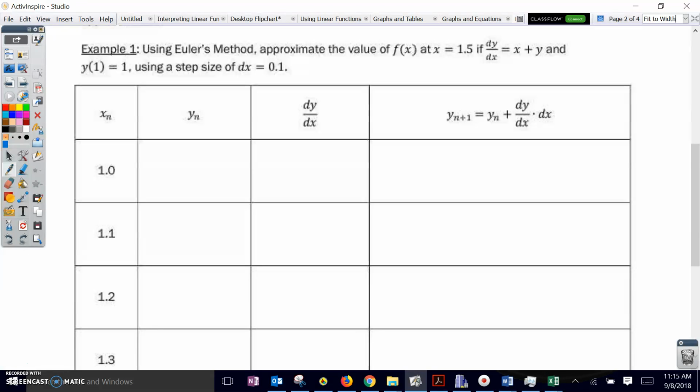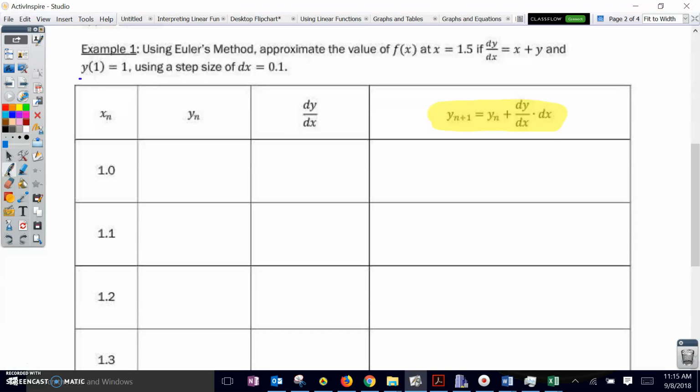We're going to use Euler's method to approximate the value of f of x at x equals 1.5, for dy dx equals x plus y, and y of 1 equals 1, using a step size of dx equals 0.1. So the first thing we're going to start, I usually make a table when I do this. I have my x's, my y's, I calculate my dy dx, and then I use this formula here to calculate the next y in the sequence, which then gets dropped down into the next row of the table.